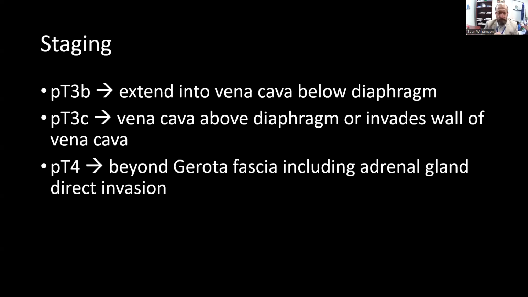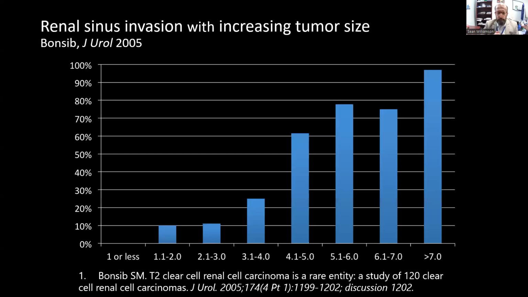And then finally, T4, the highest stage, is when the tumor invades all the way through the fat around the kidney to the surface, which is called the Gerota fascia, or if it goes directly into the adrenal gland, which is near the kidney. Either of those would be considered invading another adjacent structure, and therefore that would be the highest stage.